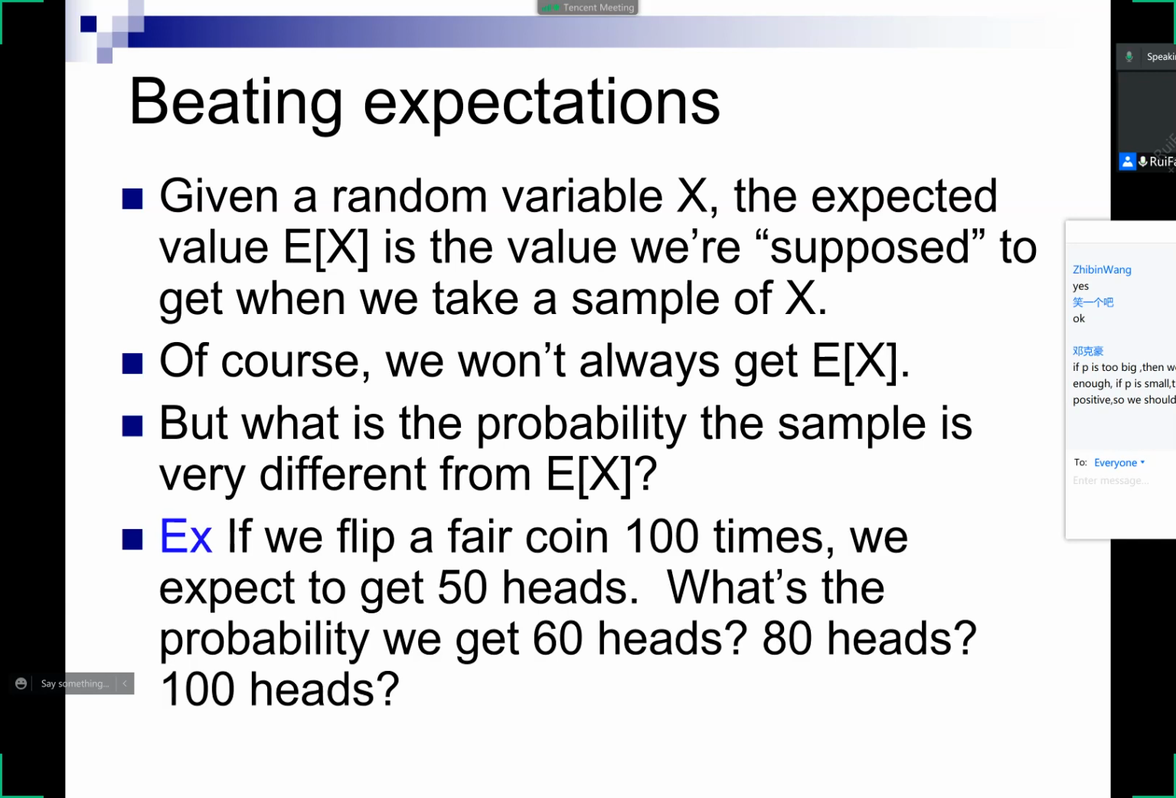For example, suppose you flip a fair coin 100 times. Then you expect to get 50 heads. However, you can get not 50 heads. So now you want to look at what's the probability that you get, for example, 60 heads, or 80 heads, or 100 heads. What's the probability you actually deviate from your expectation? If we can analyze problems of this sort, then if you're given some randomized algorithm and you know the expected running time, sometimes it's possible to use these Chernoff bounds to say that the probability you deviate from this expected running time is very small.